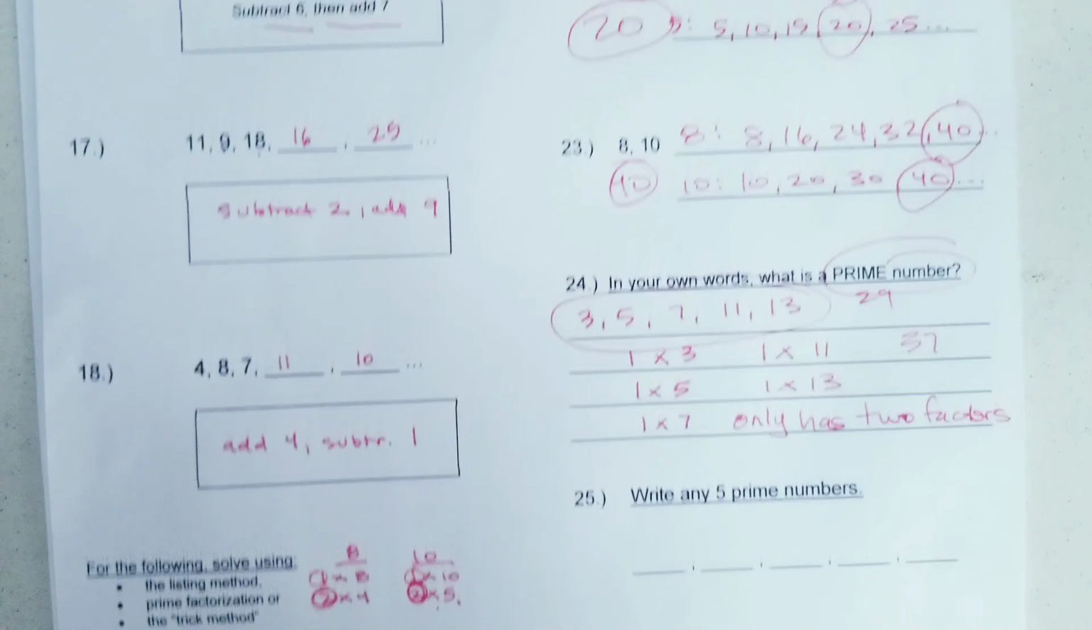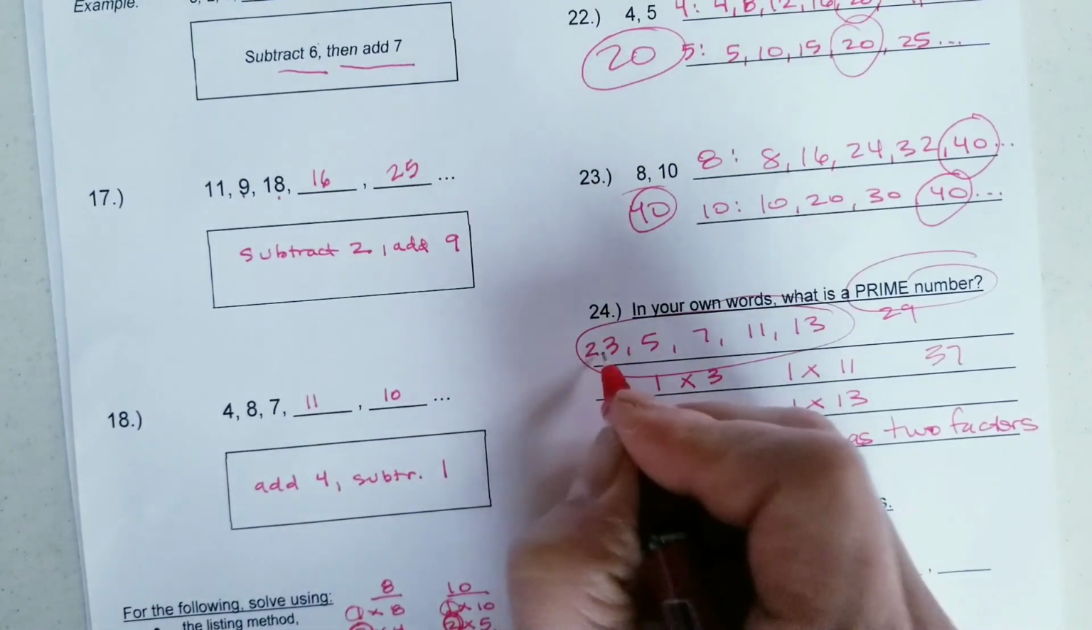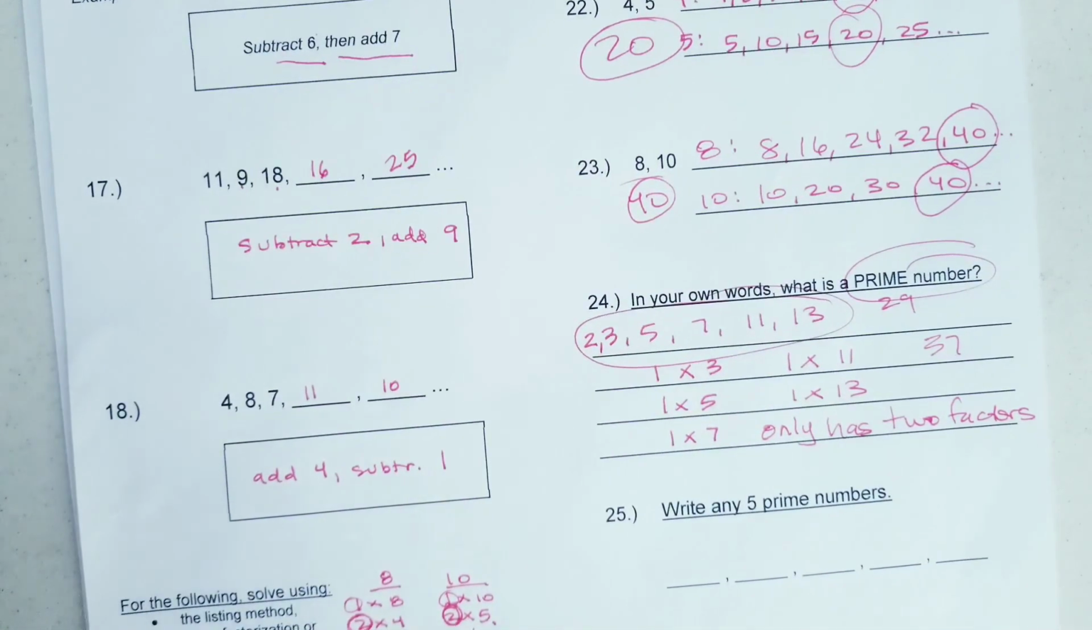But just remember up here, I forgot to say that 2 is also a prime number, because you can only multiply 1 times 2 to equal 2.